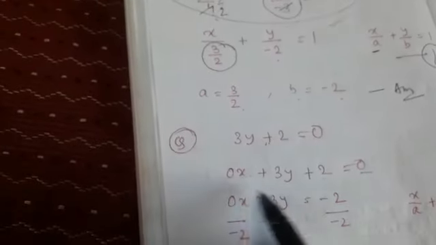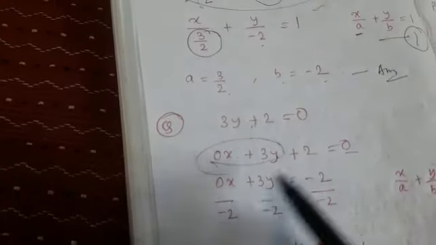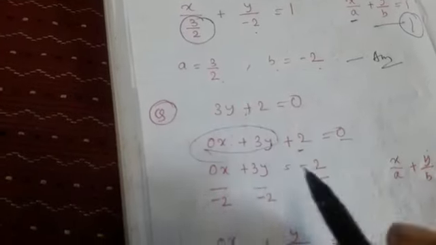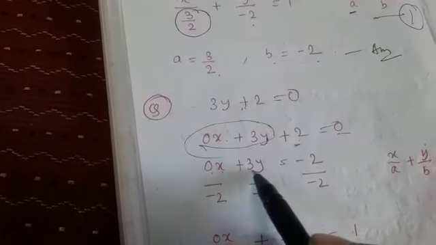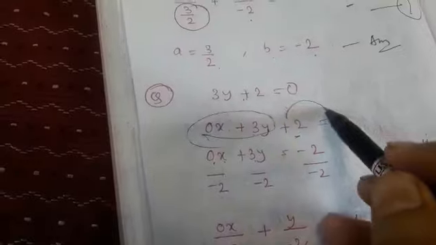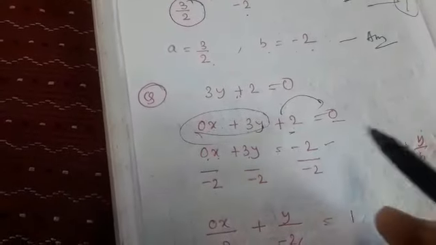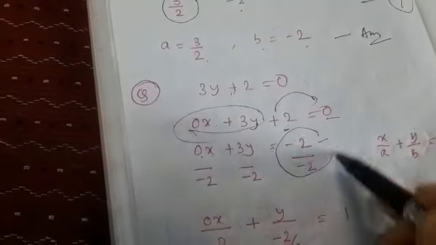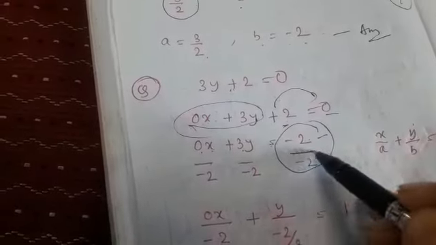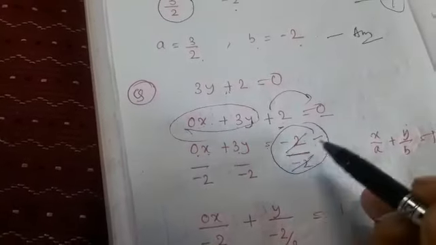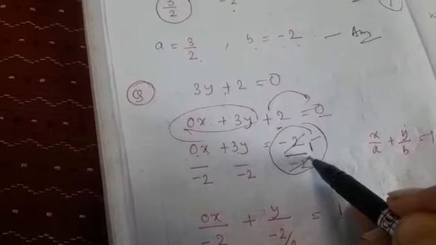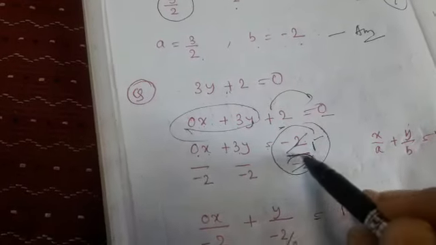Now our target is to keep x and y on one side and the constant on the other side. So you write 0x plus 3y is equal to, you send this plus 2 there, it will become -2. Next target is to make this RHS 1. So -2 by -2 will cancel and it will give you 1.